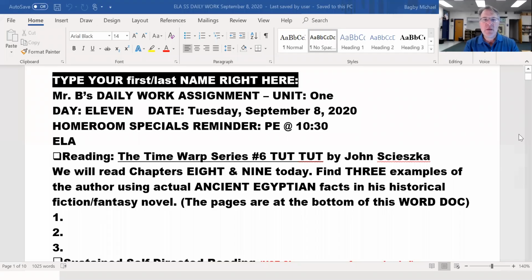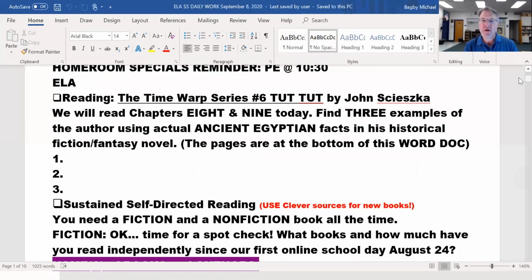Clickety click, and there it is. So let's just jump right into it. Today, PE for my homeroom. We will be reading chapters 8 and 9 and finishing up the book tomorrow. This Friday will be the end of our first unit in both ELA and social studies. Find 3 examples of the author using actual ancient Egyptian facts in his historical fiction fantasy novel.